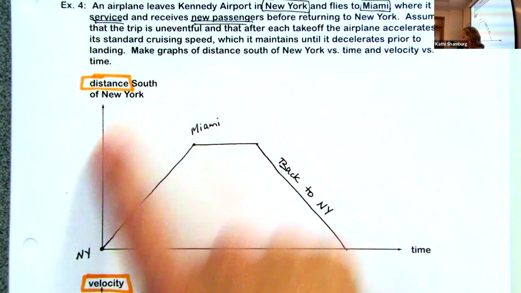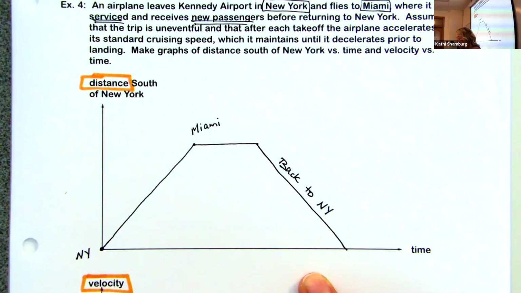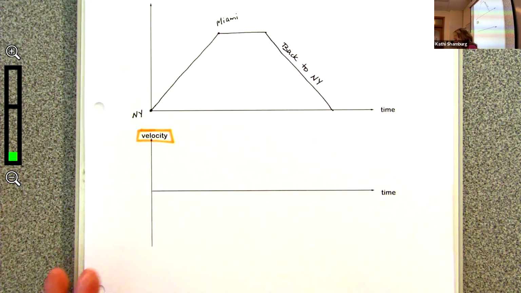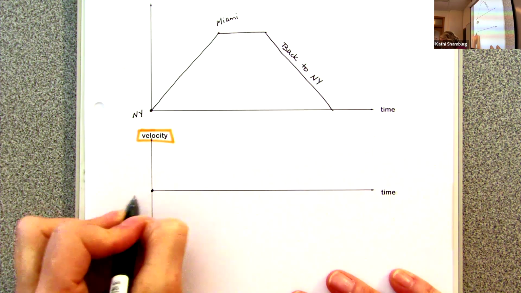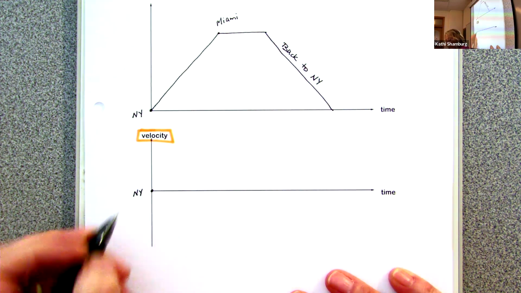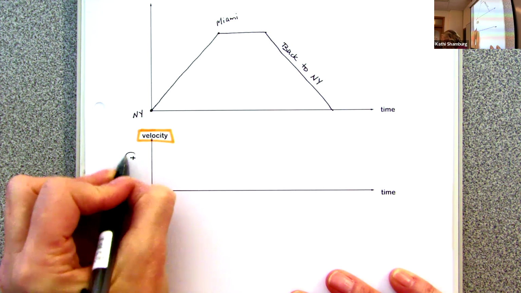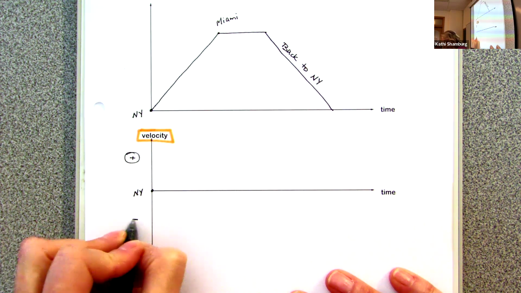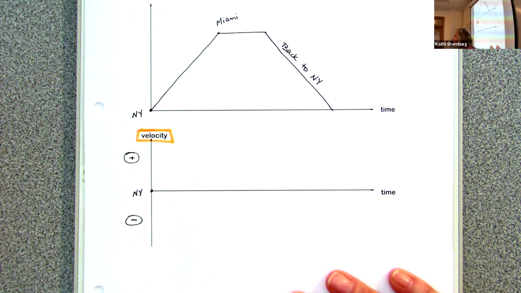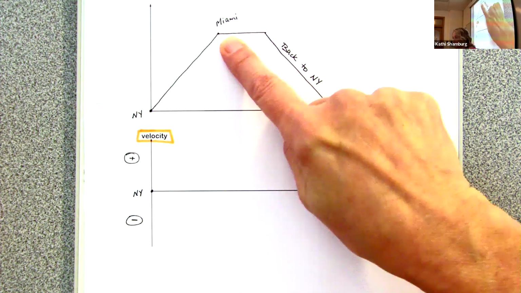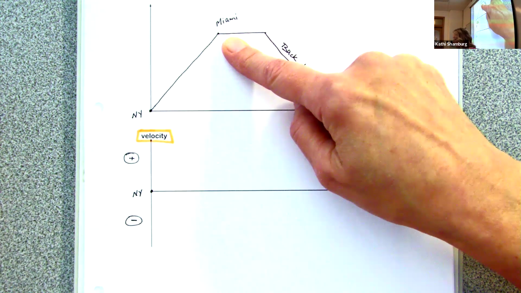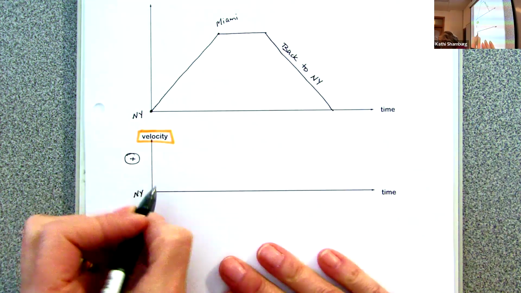Okay, so this gives us an idea of my velocity then. So I'm going to try to get them both in here. Okay, so again, I don't have numbers. I do know this is New York. And I do know that above is when we are going away from New York. And below is when we're going back towards New York. So as the distance increases in relationship, am I above or below? Above, because I am going away.